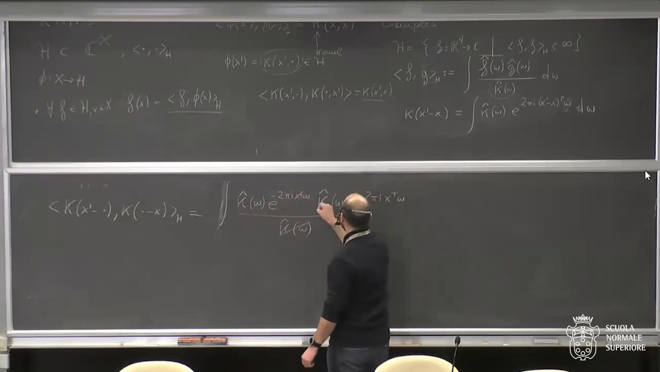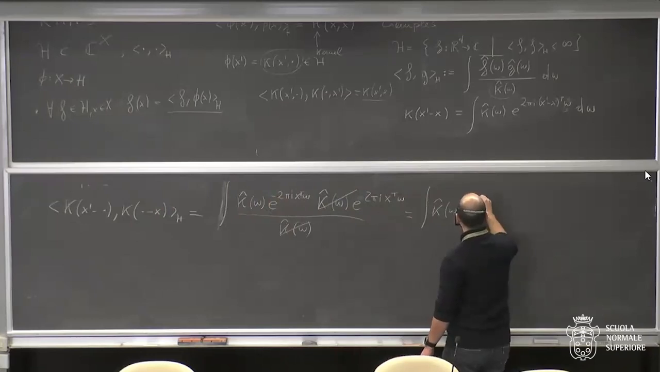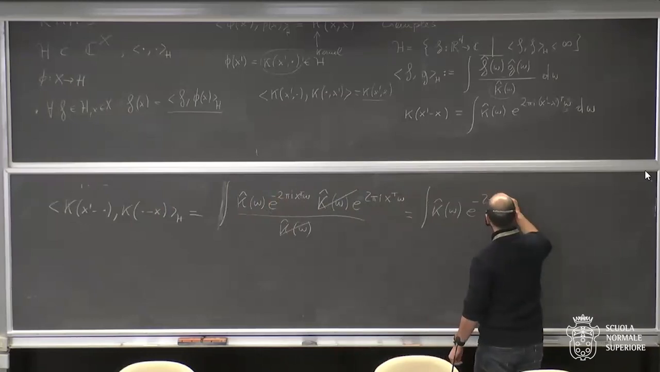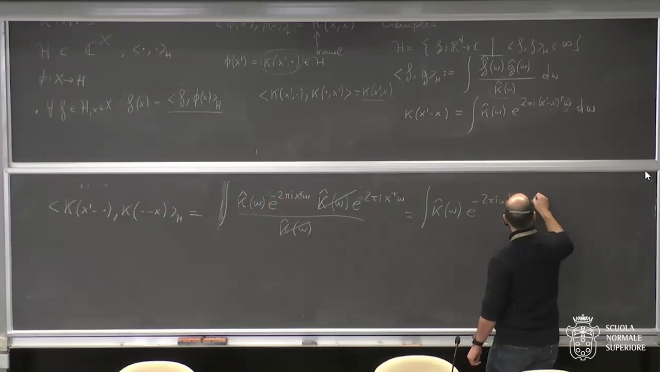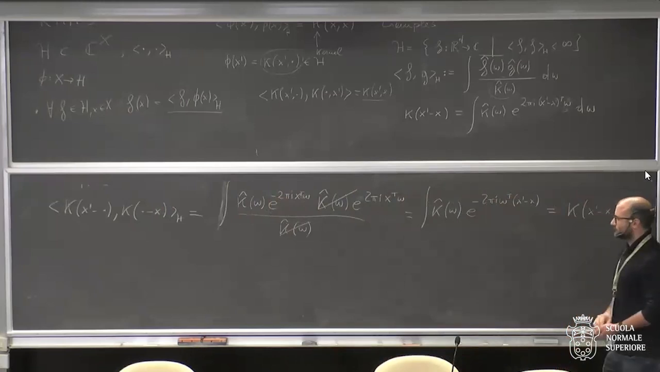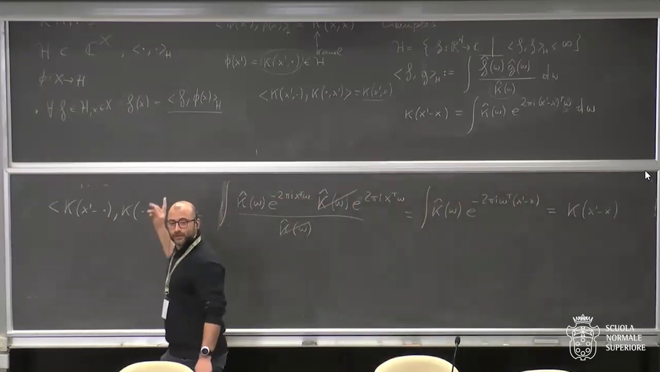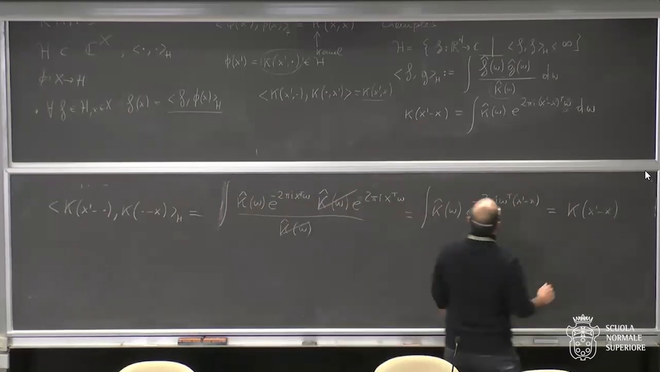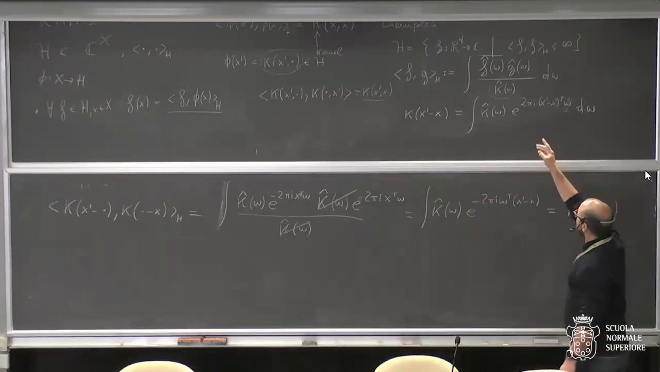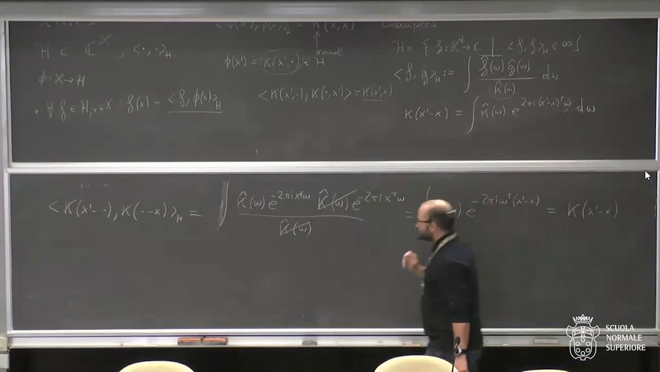Okay, this one and this one simplify, and then you have that is exactly k of x prime minus x. So you see that this one is indeed the kernel for this space of functions. So you can represent compactly this space of functions, the functions for which the norm defined by the inner product is finite, by using this kernel.